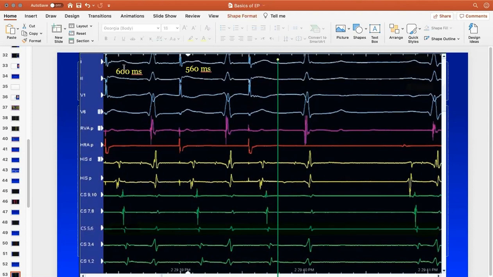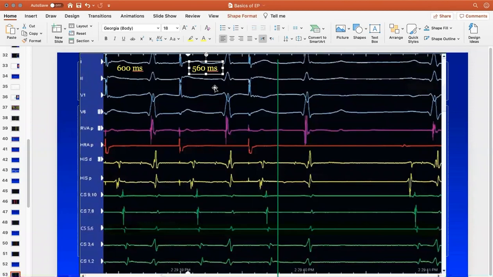So 100, 200, 3, 4, 5, 6, and you pace again. So the timing from this stimulus to this stimulus is 600 milliseconds. Okay? And then if you take this one: 1, 2, 3, 4, 5, and you're not up to 6. So they're actually shorter. If you measure it, it's around 560 milliseconds. So this is what we call S1, S2.